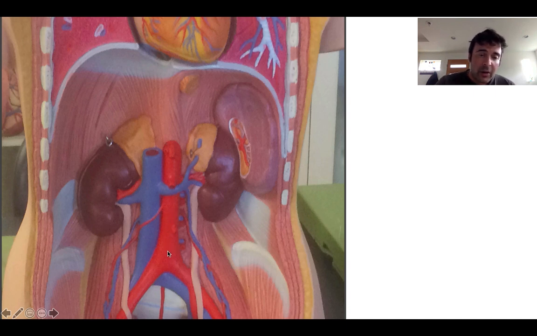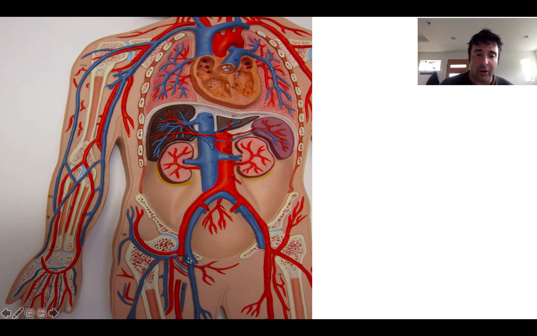As we continue going down here, we get this first branch of the abdominal aorta, as it branches into the blood vessels that are going to feed the lower limbs. This is what's called the common iliac artery. So this first branch is called the common iliac artery. Identify the blood vessel indicated by the pointer. It's the common iliac artery.